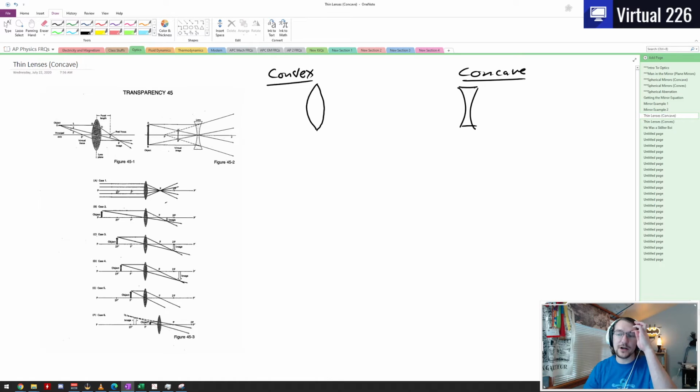Now, we'll commonly call convex lenses converging lenses. And our concaves, we're going to call diverging lenses. And there's a specific reason for that, and we'll see exactly why whenever we start looking at some of these ray diagrams on the sheet here.